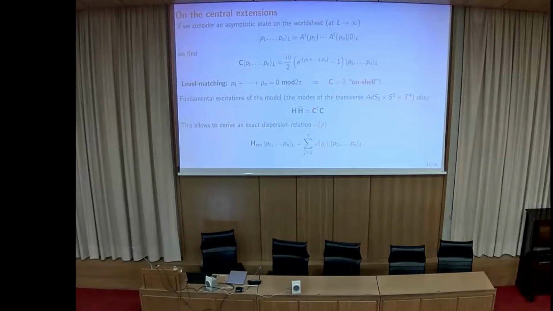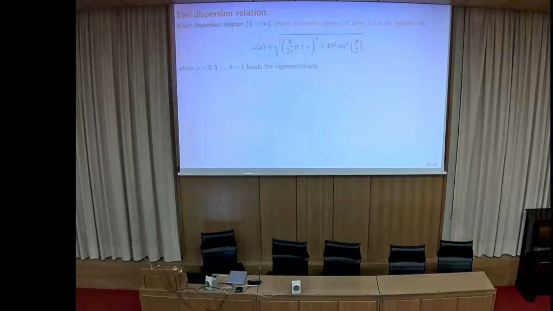H and H tilde were related to the total Hamiltonian. You can invert this constraint to find what the total Hamiltonian is in terms of the momenta H and P. And if you know the total Hamiltonian, you know roughly the energy of a state, because you just act with the total Hamiltonian on the state. And the form of this dispersion relation, which you find by representation theory, is pretty messy.